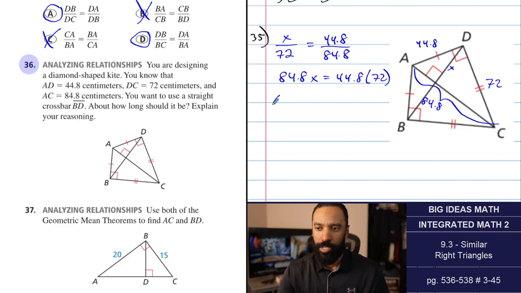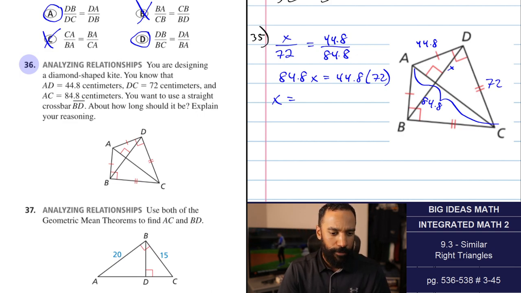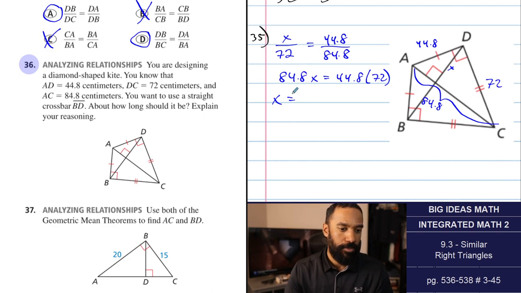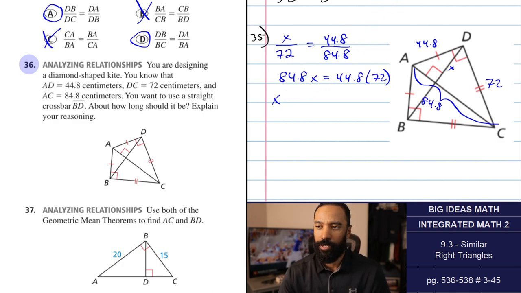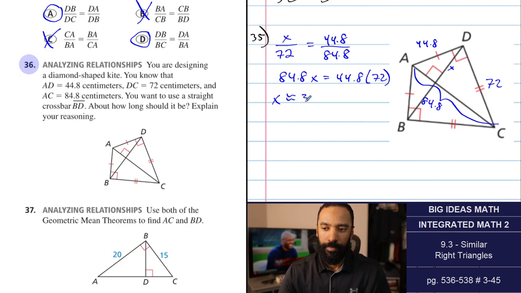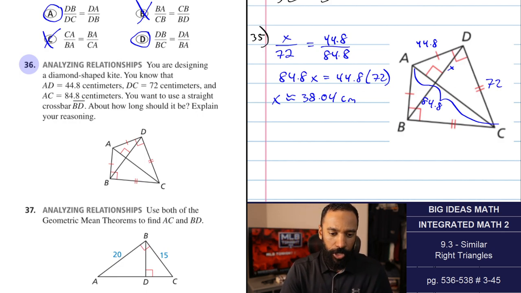44.8 times 72. So X is going to be, we're going to multiply by 72, right? I probably shouldn't have even cross multiplied. I should have just multiplied both sides by 72. So in my calculator here, I'm going to do 44.8 times 72, and divide by 84.8. It's not a clean number. 38.037. I'll say it's about 38.04 centimeters, by the way. But I'm going to leave the exact answer in the calculator because I'm going to double my value and then I can get it as properly as I can.